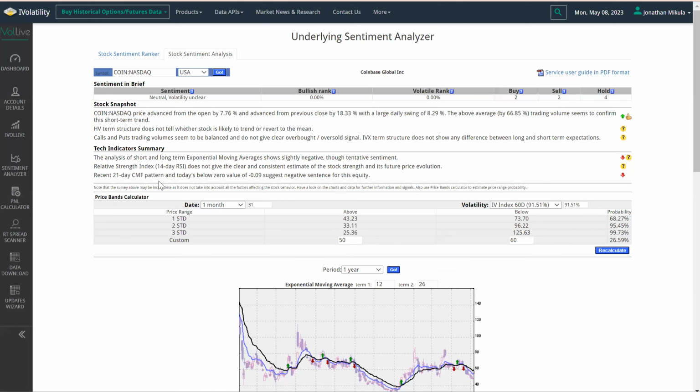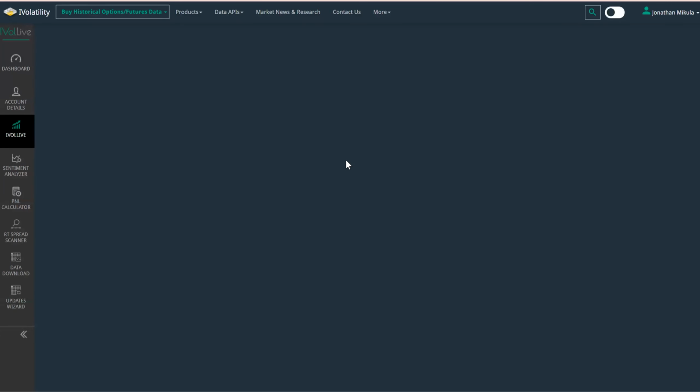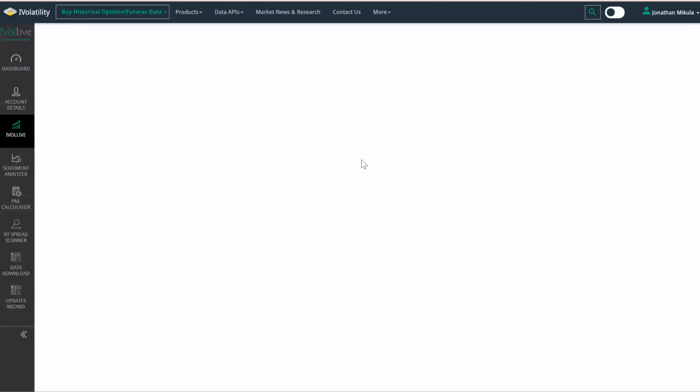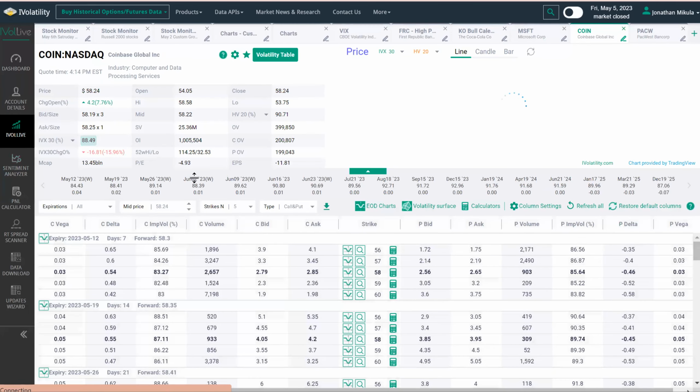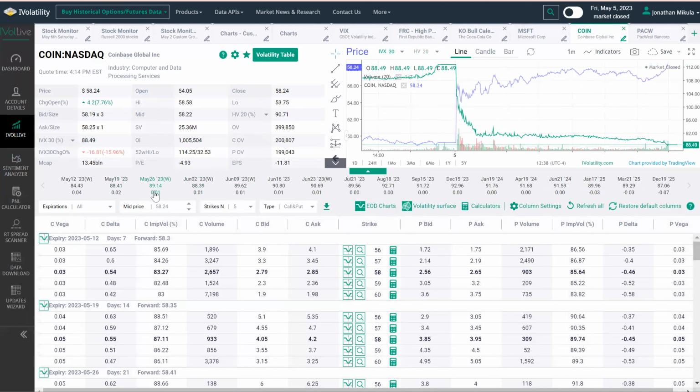Now, there's another place to do this too. What I'm doing here is just essentially using sentiment to confirm my overall trading theory. And so, with Coinbase, I'm neutral to bullish. That sentiment analyzer helps me really hone in on that and verify that trading thesis. And so then once I have the verification from the sentiment analyzer, I come back to IVolLive, and then I start getting very granular. I go to the options chain.